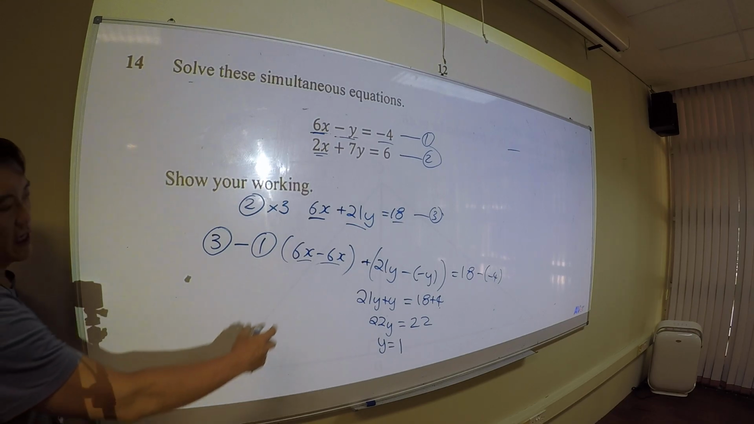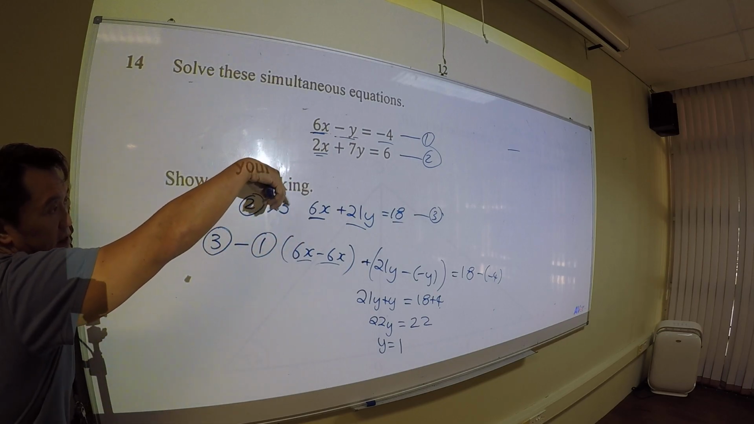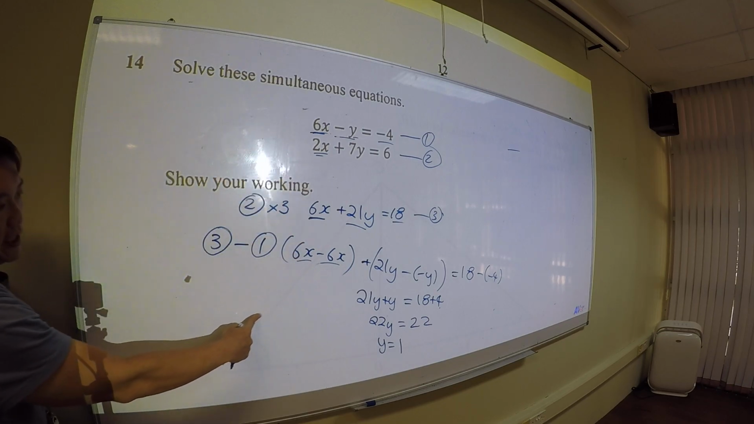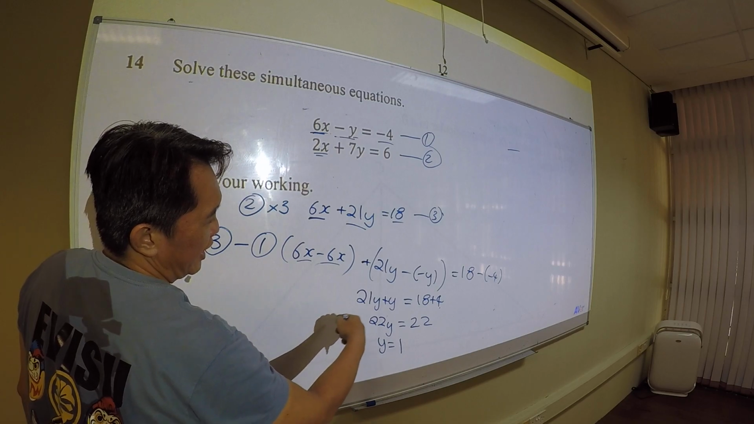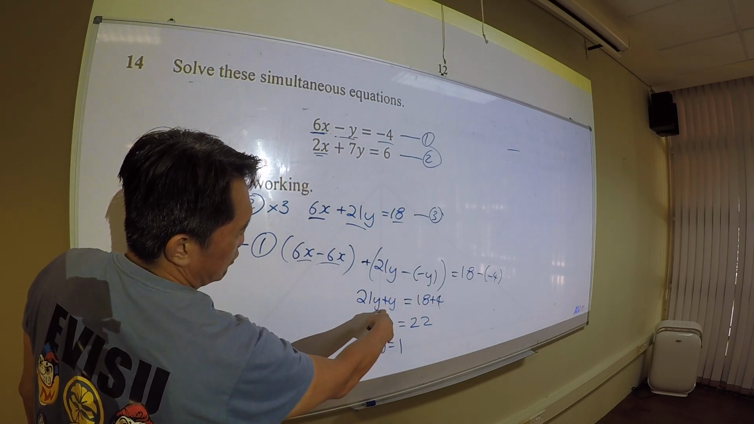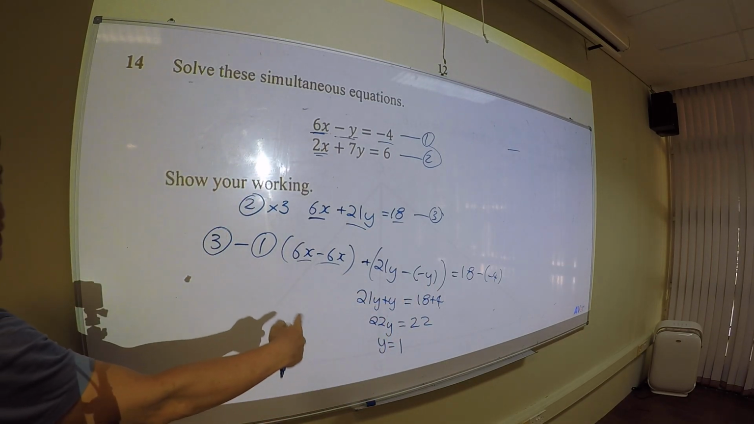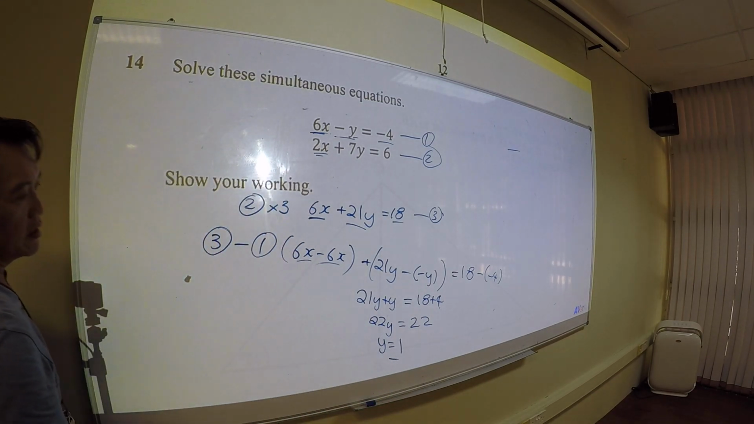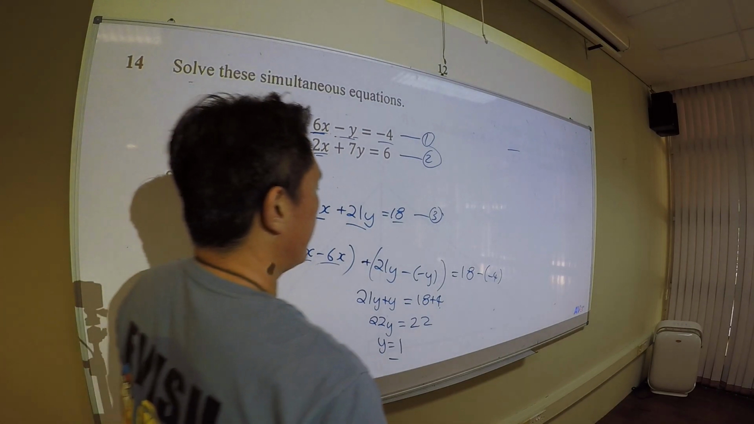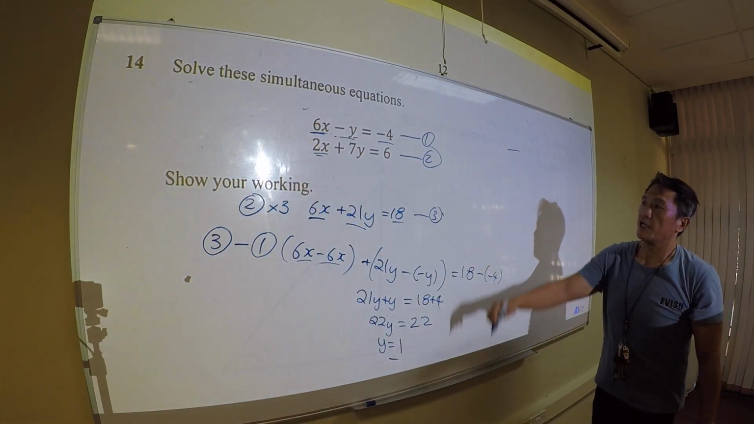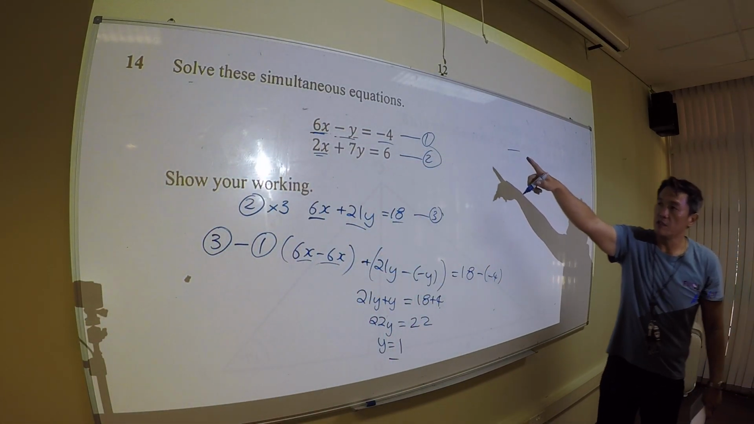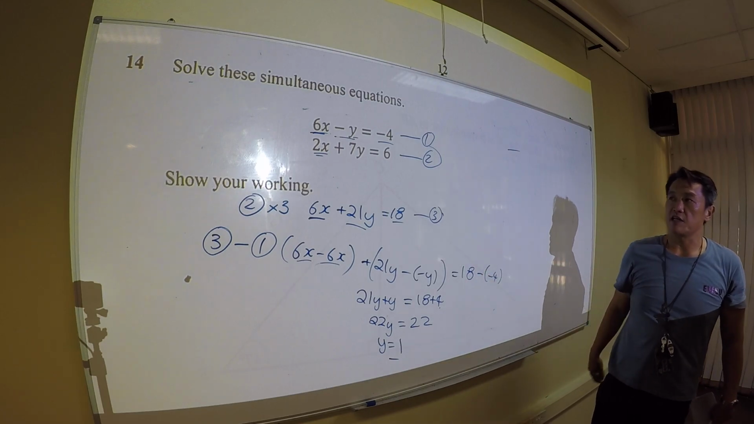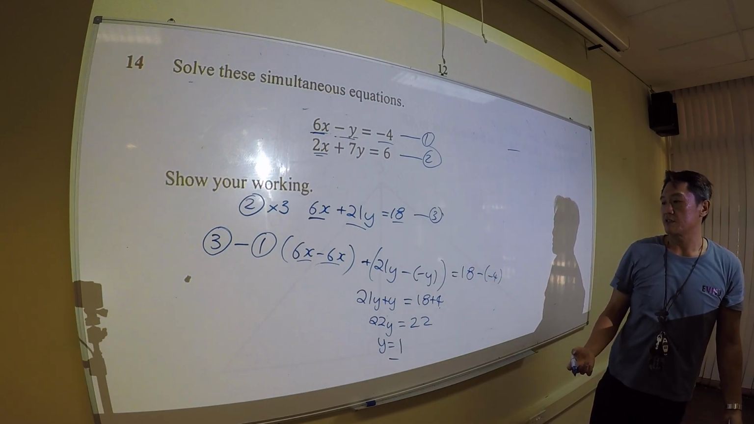So you see, once I manage to make x the same amount and minus away, I no longer have any x. I can make an equation with only one unknown. Then when I have an equation with only one unknown, I can find what the unknown is. After I have found y, I can use any of the equations, put my y back inside, then I will know my x.